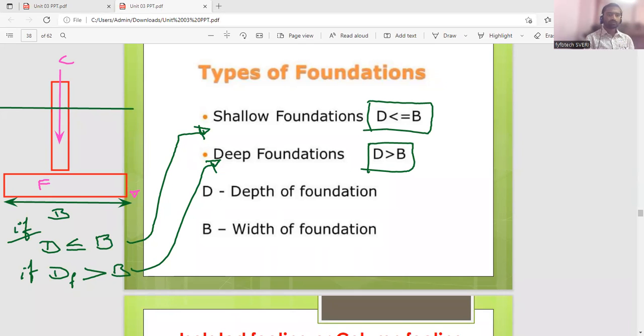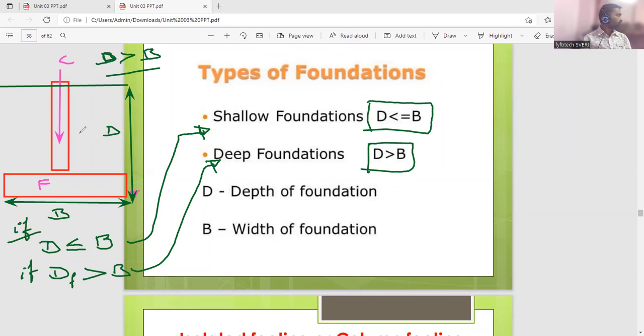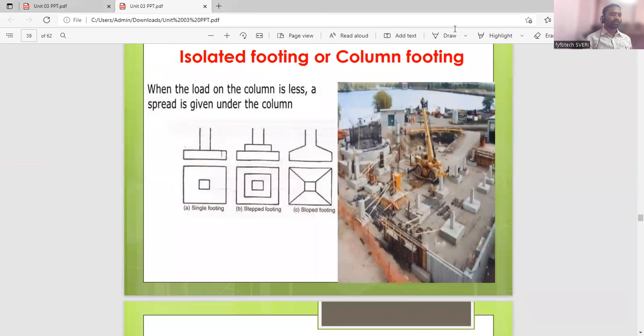Okay, you have to tell me. Now, in this case, is depth more or is width more? Depth is more, correct? So here B is the breadth and D is very, very much larger than the breadth. So which type of foundation is it? It is a deep foundation. Okay. Then again, there is a classification in the shallow foundation.